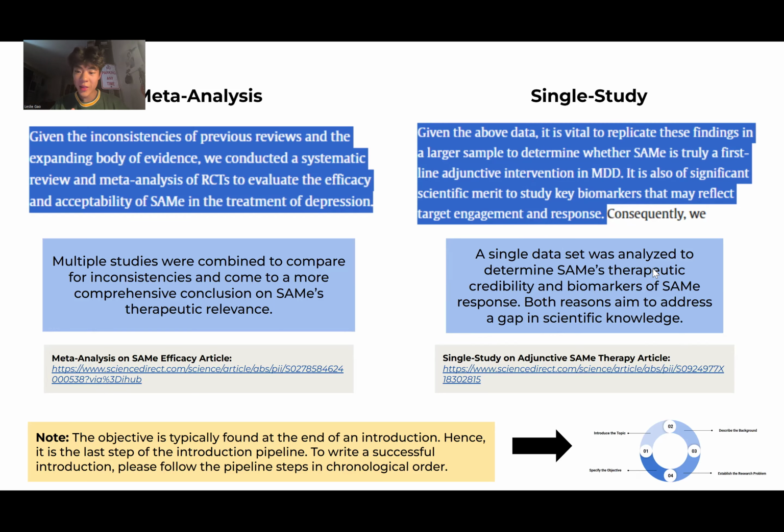And notice the point at the bottom of the slide. The objective usually appears near the end of the introduction. Hence, it is the last step of the introduction pipeline. That's why the order of our pipeline matters. By the time you state, "Therefore the study aims to," the readers should already understand exactly why this study needs to exist.